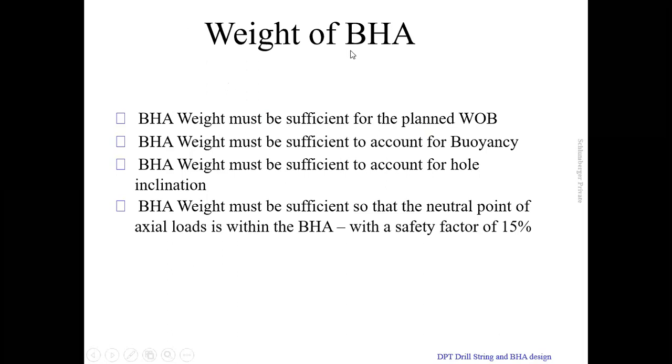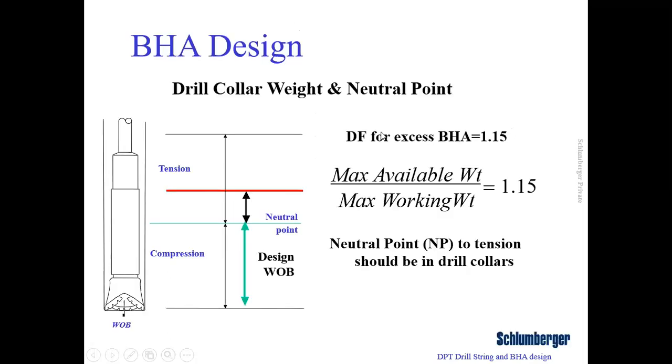So the bottom hole assembly, as we discussed earlier, consists of drill collars, stabilizers, reamers, rollers, jars, and so on. Except drill pipe, all is bottom hole assembly. It should provide the necessary weight on bit given to us to do the drilling, and must be sufficient to account for the buoyancy factor. If you are drilling a vertical well, the inclination should be well managed and maintained. And we also have to make sure the neutral point of axial load is within the bottom hole assembly, and the safety factor.